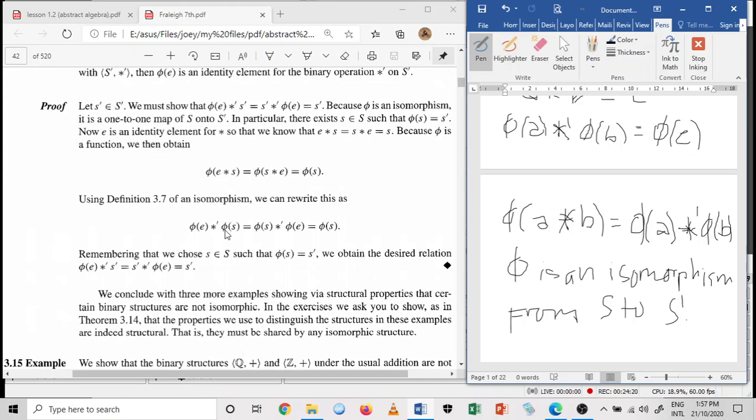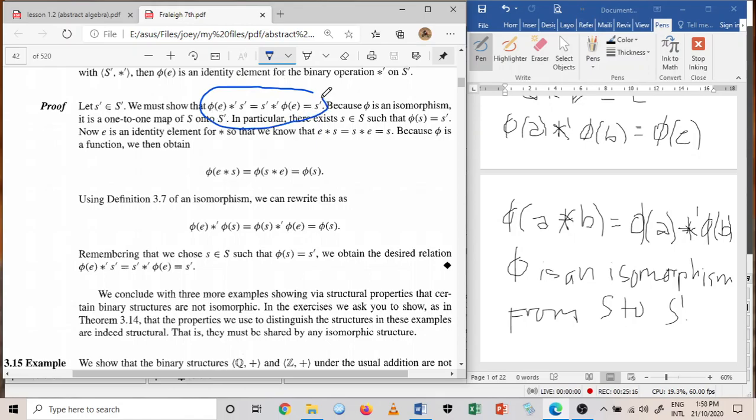Okay? But since phi is an isomorphism, it should preserve the respective operations of the two binary structures. Meaning, we can write this as phi of E operation, this time the operation in S prime is used, asterisk prime, phi of s, is equal to phi of s operation phi of E. Then we bring down phi of s. But take note, phi of s is s prime. Hence, we would get this equation here if we substitute phi of s by s prime.